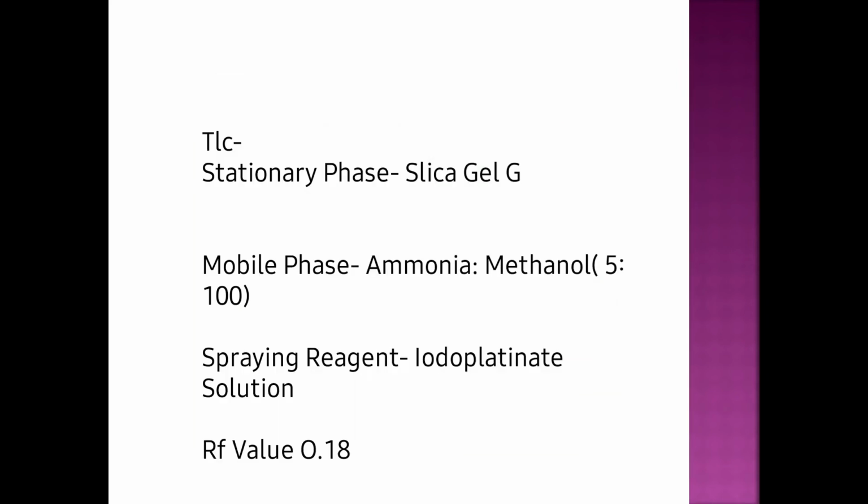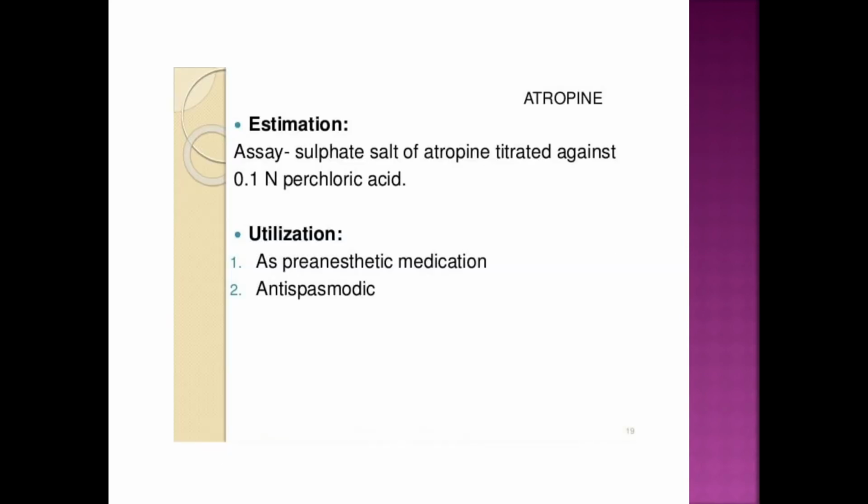Then estimation is done by TLC. In the TLC, the stationary phase is silica gel G and the mobile phase is ammonia to methanol in 5:100 ratio. The spraying reagent is iodoplatinate solution and the Rf value should be 0.18.